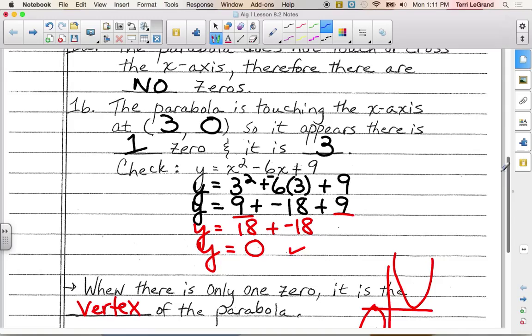If the vertex is ever above the x-axis and it's opening up, it can't ever come down across the x-axis. If its vertex is below the x-axis and it's opening down, it can't ever change and all of a sudden come back up and cross the x-axis, so then there'd be no zeros. Okay, well, here's the deal.